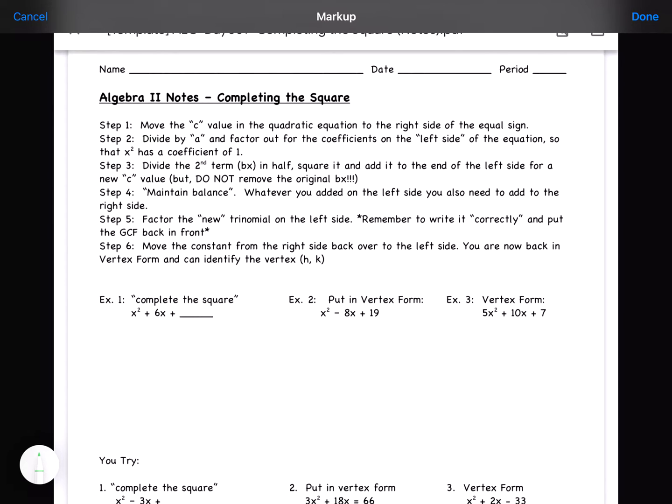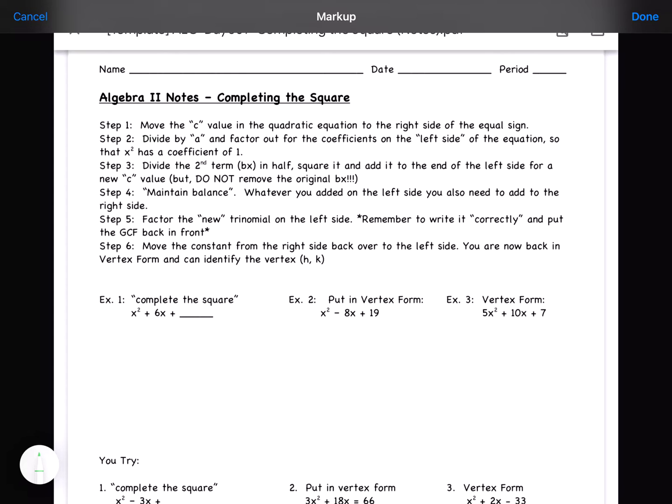Today we're going to learn how to complete the square. We use this with quadratics when something doesn't factor out perfectly, or if we want to take something from standard form and put it into vertex form. It's also just an easier way to set up your equation so you can graph from it.